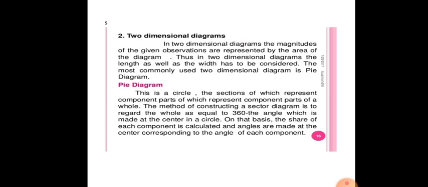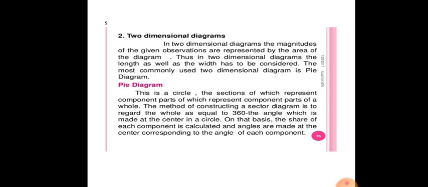Now see the two-dimensional bar diagram. First of all, see what we mean by two-dimensional bar diagrams. In two-dimensional diagrams, the magnitudes of the given observations are represented by the area of the diagram. Thus, in two-dimensional diagrams, the length as well as the width has to be considered. The most commonly used two-dimensional diagram is the pie diagram. So this is the two-dimensional diagram.